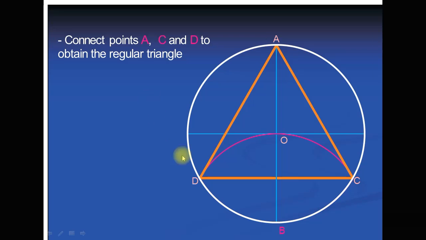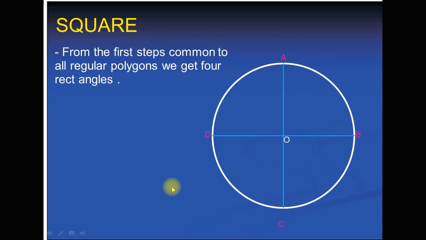Now connect point A to point C and point D, and C to D. You will get a regular polygon, a triangle. Now how to construct a square type polygon? From the first steps common to all regular polygons, we get four rectangles. Rectangle means right angles.